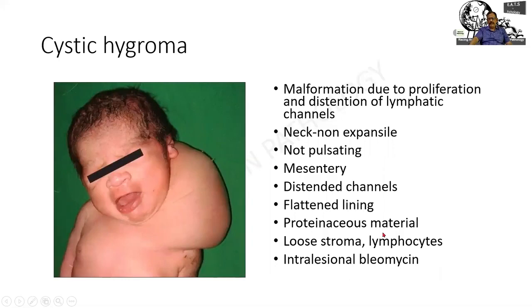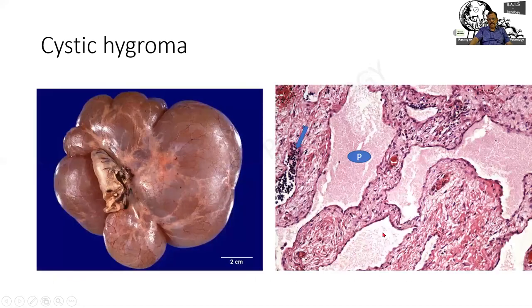Lymph itself is a filtrate of the plasma. So look at this one. I'm finding channels which are filled with proteinaceous material, no RBCs, and there is a loose wall over here. The lining is by flattened cells again. There may be some cells resembling the lymphocytes which also can be seen. That is the histology of a lymphangioma.